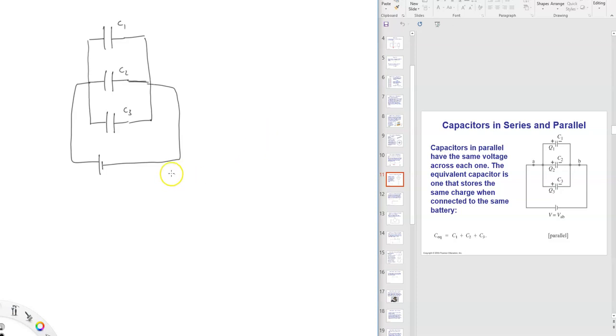And the battery voltage is V. Now, when capacitors are in parallel, this is something you should remember. If the capacitors are in parallel, C total or C equivalent is the sum of the three capacitors. So if you have 5 capacitors in parallel, you add all 5, right?